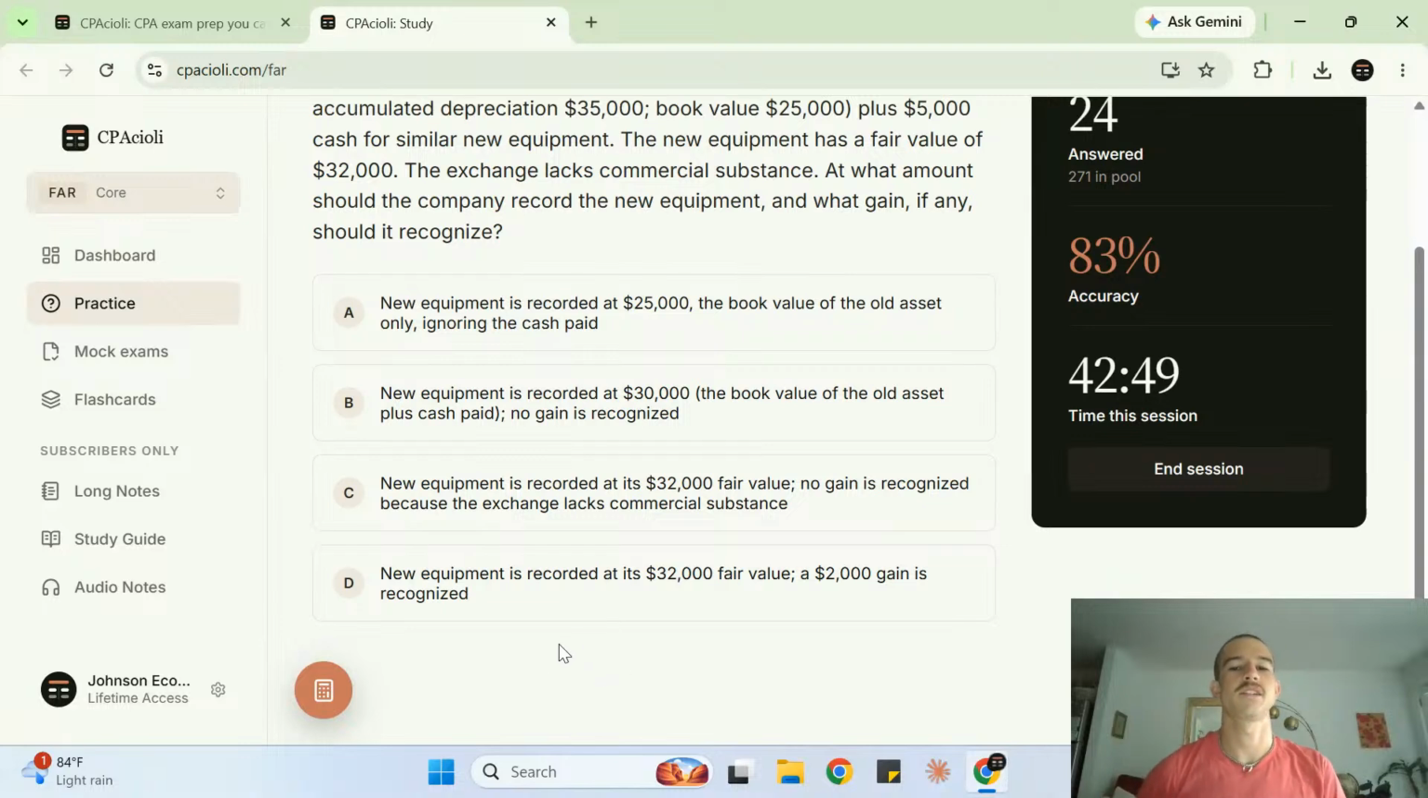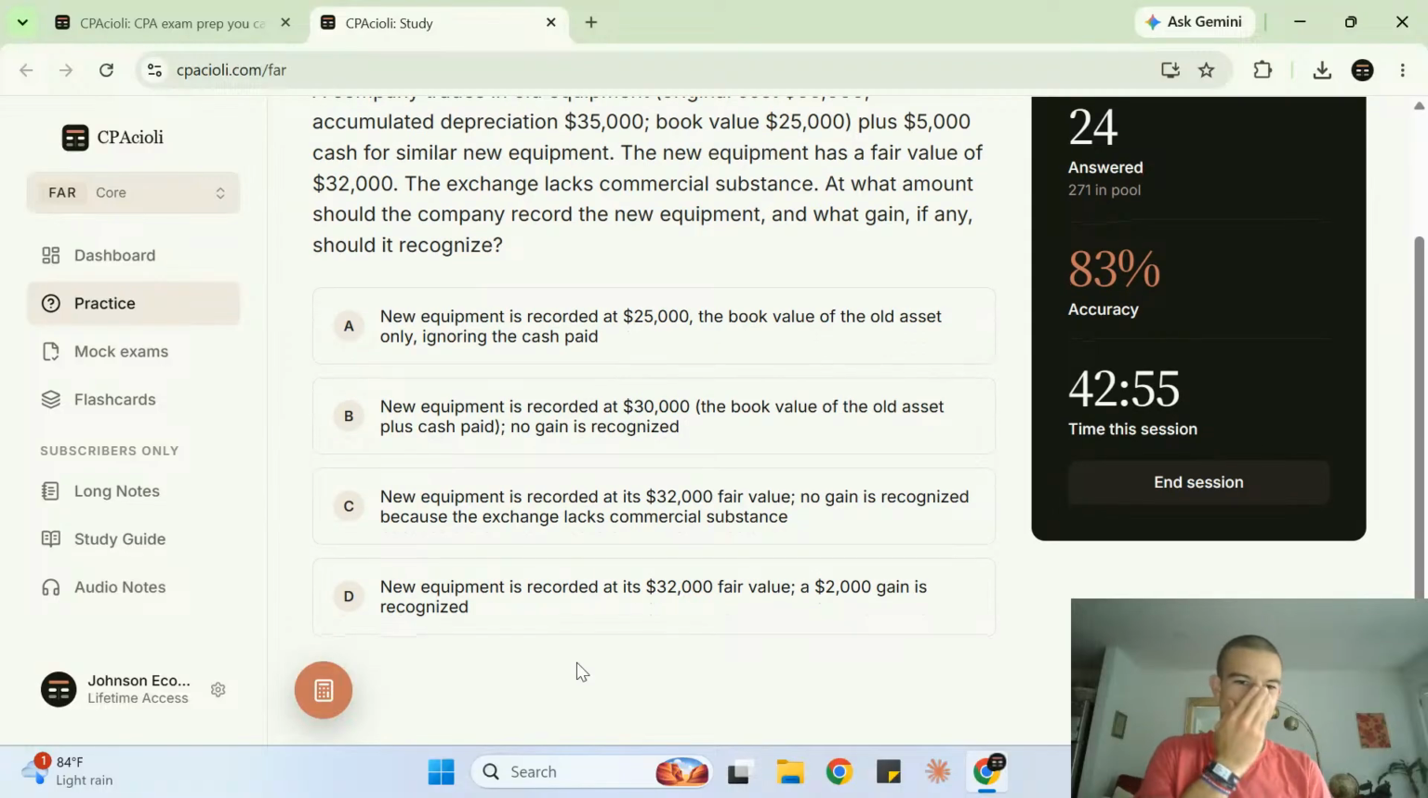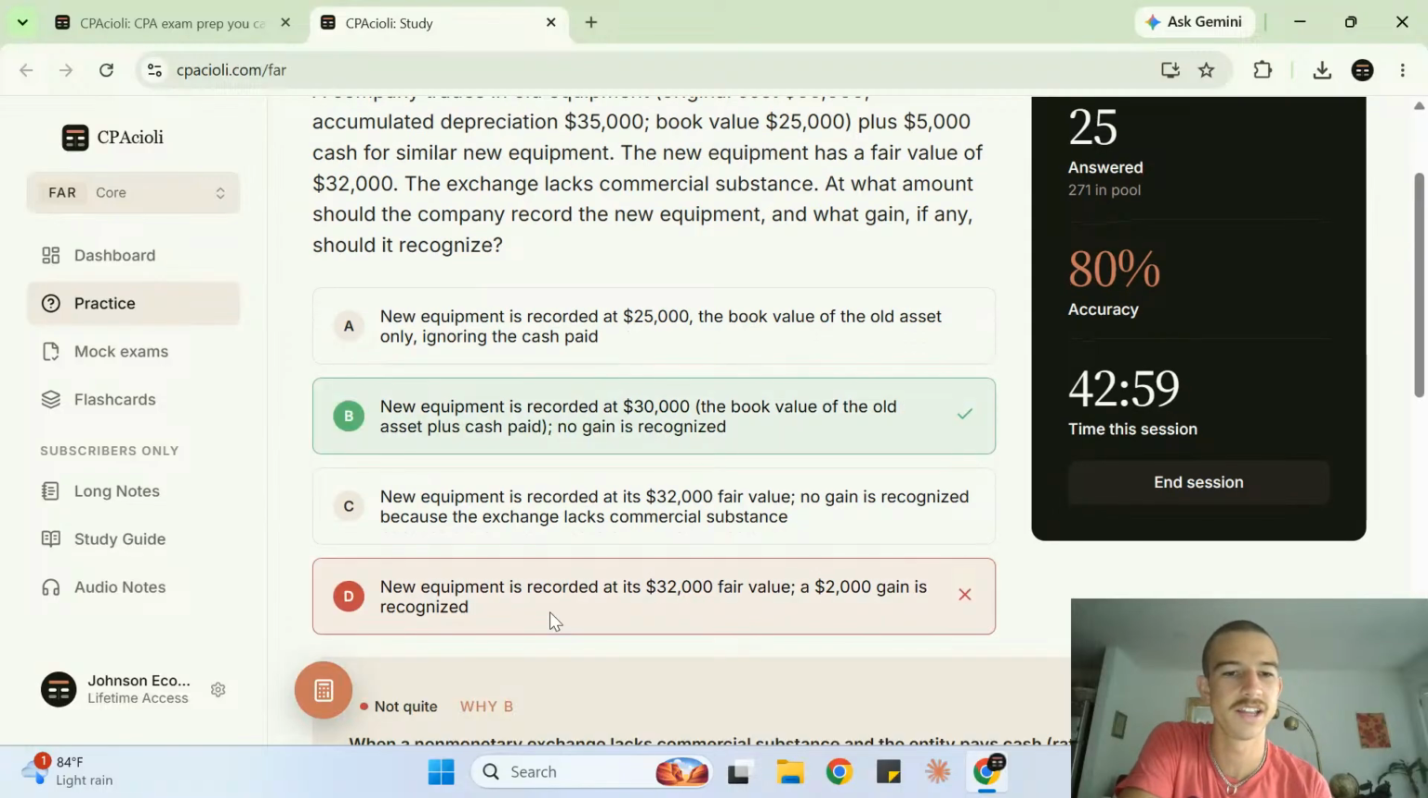The lacks commercial substance part confuses me. Normally I would say a gain of 2,000 is recognized. I think I'm going to say that anyway. Okay, because it lacks commercial substance. If it didn't lack commercial substance, I believe it would be D, but because it lacks commercial substance, the new equipment is recorded at $30K, which is the book value of the old asset plus cash paid.